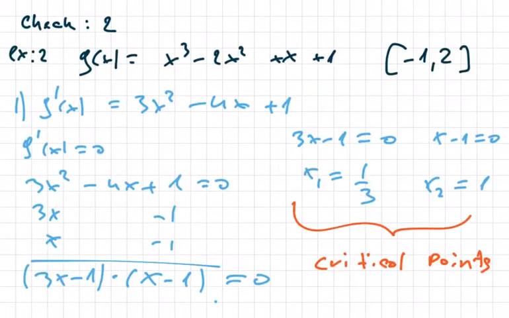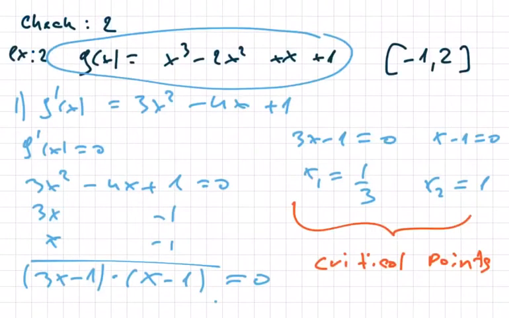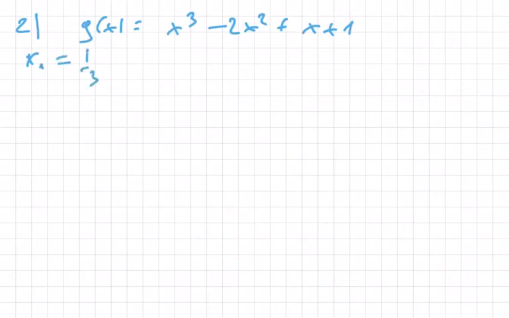So the second step was putting these critical points instead of f, not f prime, instead of f means this. Alright, again we have g of x is equal to x cubed minus 2x squared plus x plus 1. The first critical point is 1 over 3 and the second is 1. Divide this into two parts.